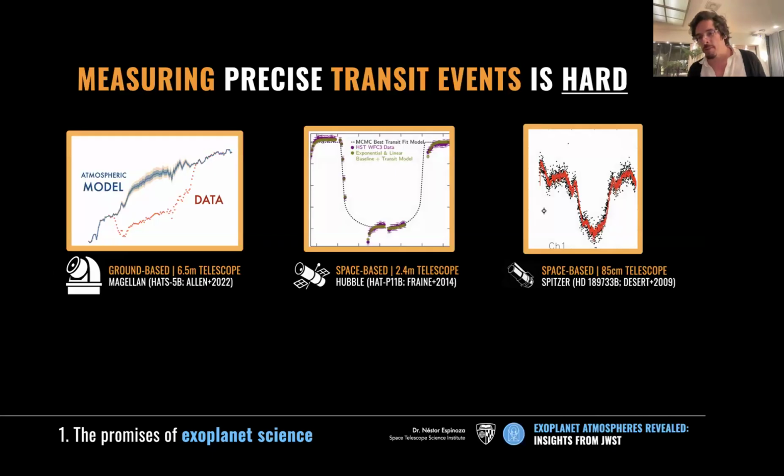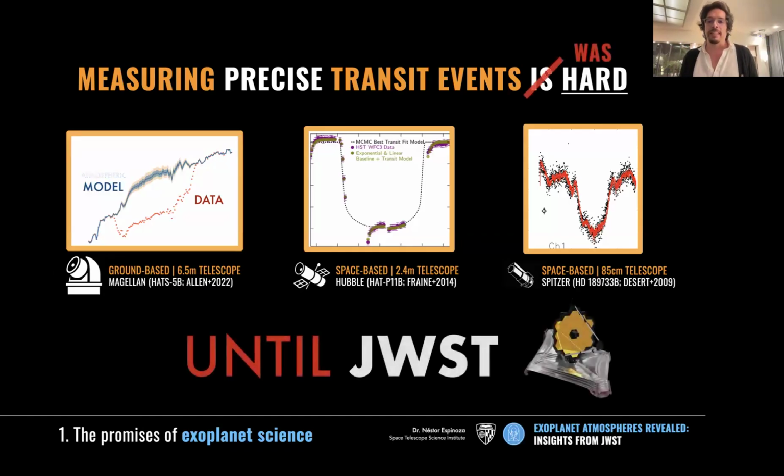You might tell me, Nestor, but now we have space telescopes. Yes, here's an example from the Hubble Space Telescope in the middle, and from the late Spitzer telescope on the right. And they also show it's not easy even from space. There are all the little wiggles that you're seeing that get away from these little trends. It's all related to the detectors and the stability of the observatories. To measure these events, you really need very stable instruments, very stable observatories that can monitor this brightness with the extreme precision that we need. And the story that I'm going to tell you is that this was hard until the James Webb Space Telescope.